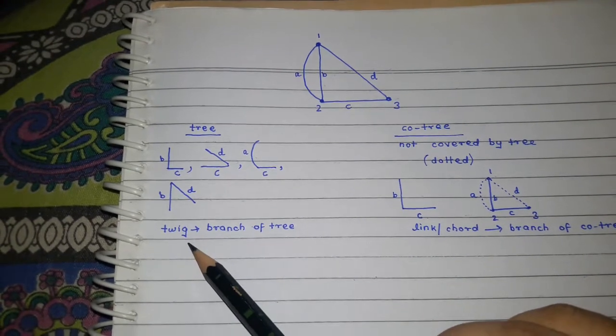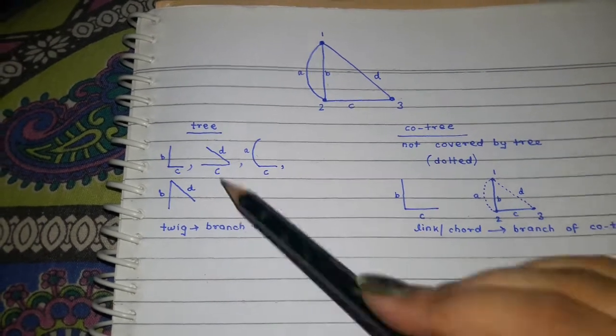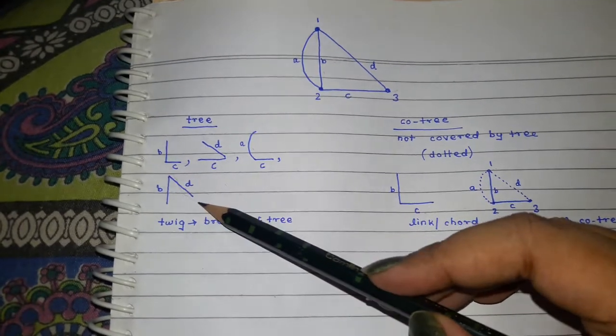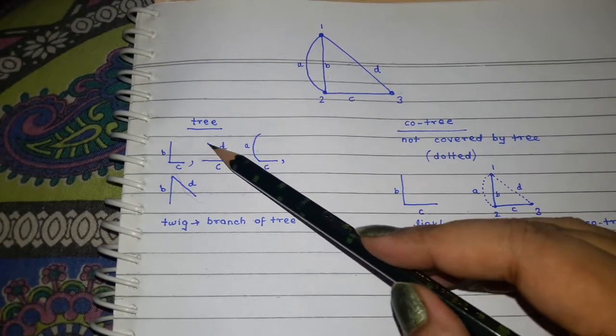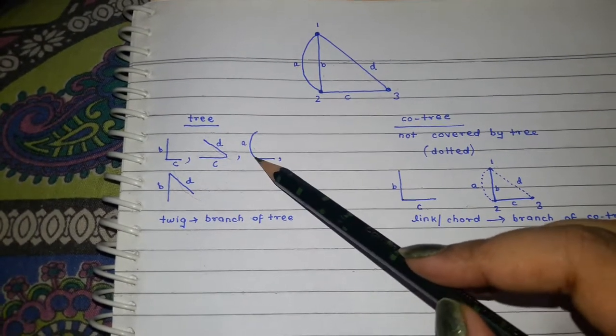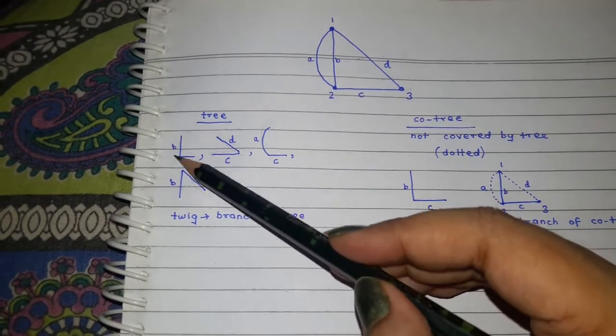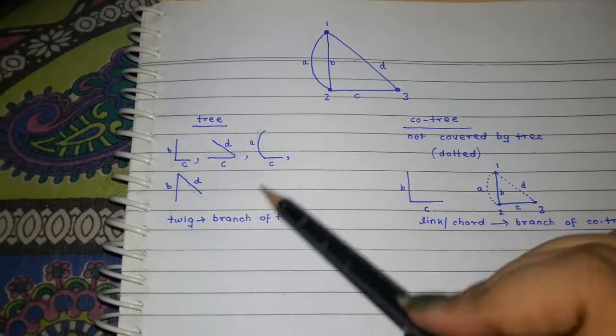The branch of a tree is called a twig. Here this is a twig, this is a twig, this could be a twig, this could be a twig. Here C and A are twigs, here B and C are twigs. So this is how it goes.